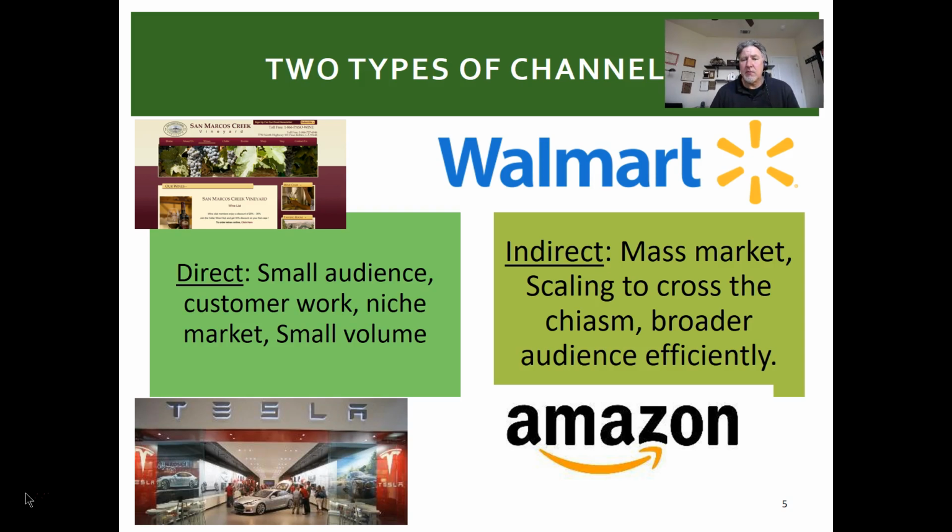And indirect is where you're going mass market, and that's where you're trying to really scale and reach across the country, maybe internationally as well. And so therefore you will need to have intermediaries. So Walmart and Amazon are examples. But if you're a winery shipping wine to China, you probably are going to have a distributor or a partner over there that's going to have to function as your channel to get your wine to the Chinese marketplace.